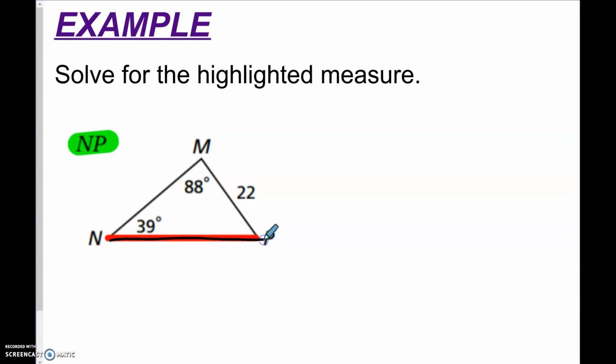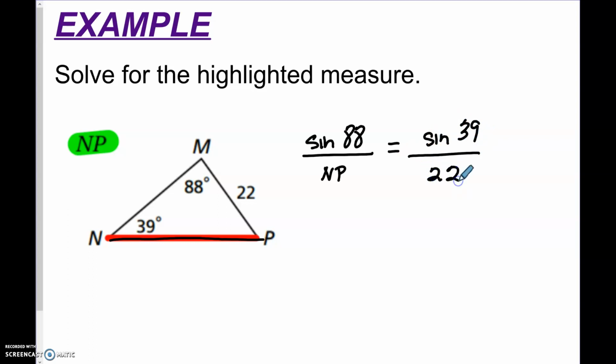What is NP? I can set up the sine of 88 over the side opposite, which is going to be NP. And that is going to equal the sine of 39 over 22. We only have one missing part here, that's NP. So we're going to solve this by cross multiplying.